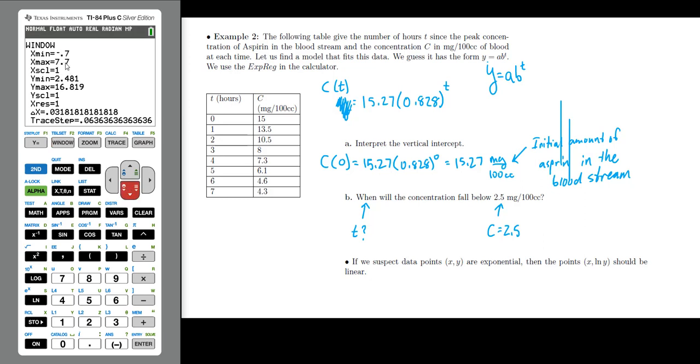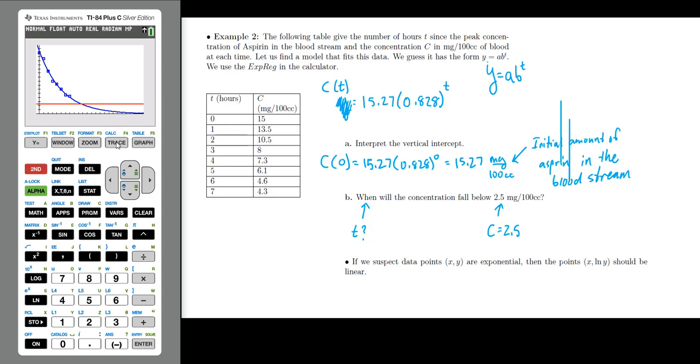So I'm going to go to the window and notice that I'm only going to 7.7 hours, so let's up that. Maybe just, how about we go to 24 hours? That makes sense, right? And then my y minimum is at 2.481, so almost already at the 2.5. So I think we want to reduce that down to 0. And if I do that, now I can really see what's going on here, right?